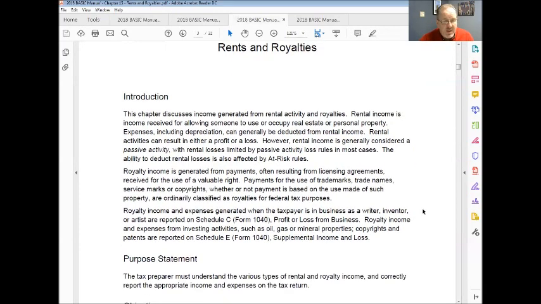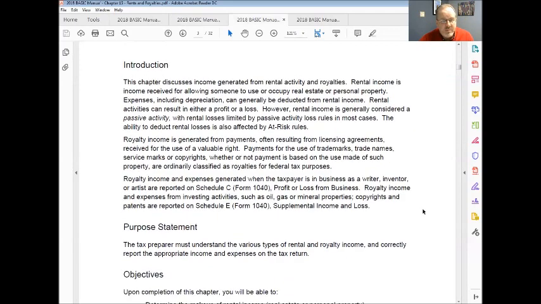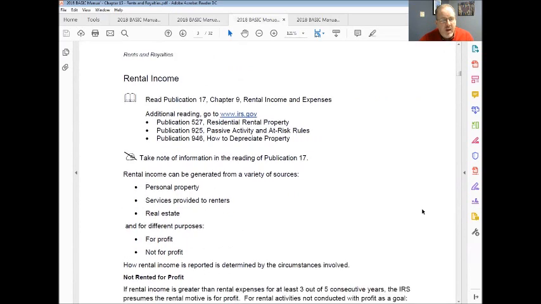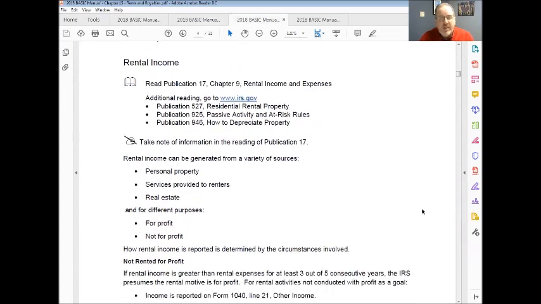We'll talk about the royalties and such. All right, rental income. When you have a rental property, as I've kind of disclosed a little bit, we're going to be on Schedule E. That's where the rental and the royalties are.